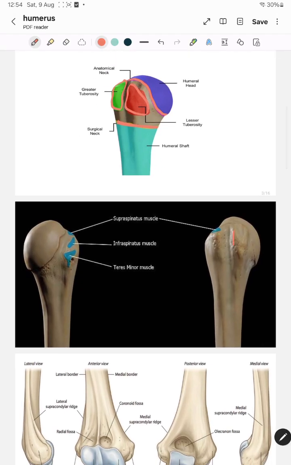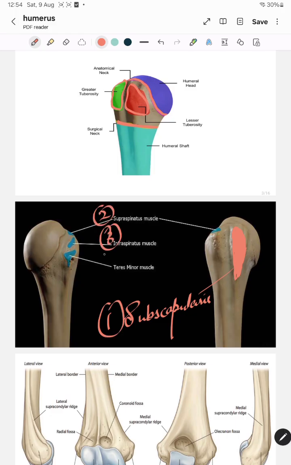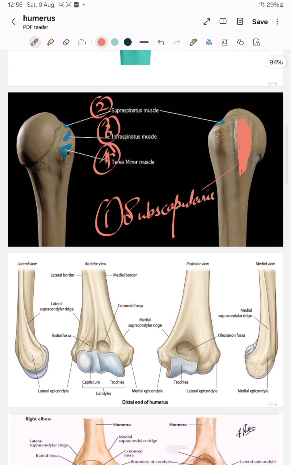On the lesser tubercle we have subscapularis. The subscapularis is a part of the shoulder cuff or the rotator cuff muscles. There are four rotator cuff muscles. One on the lesser tubercle, that is subscapularis. The other three are on the greater tubercle: the supraspinatus, the infraspinatus, and the teres minor. These are the four rotator cuff or shoulder cuff muscles.